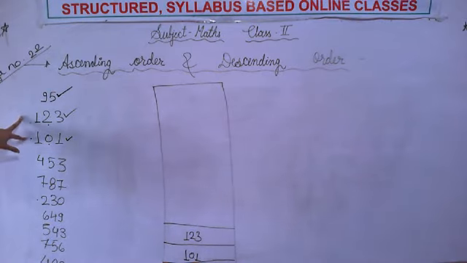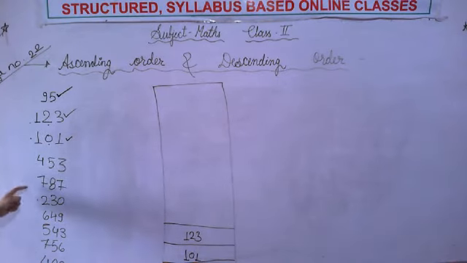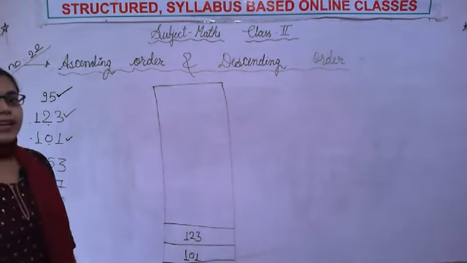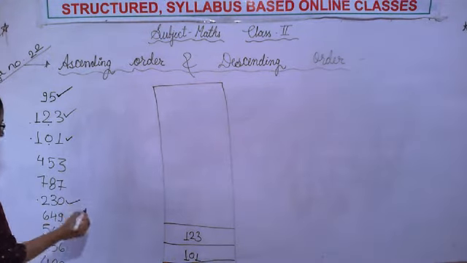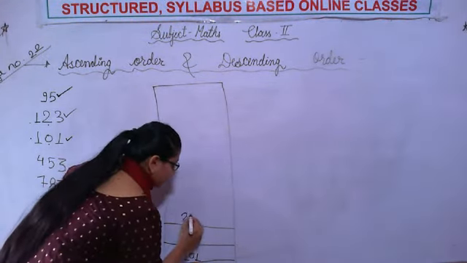Here 2 ones were there, so we checked for the tens place. Now, only one 2 is there, so we are not going to check for tens. This is our smallest among all of these. So, 230 is smallest.